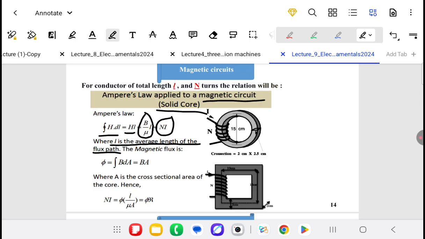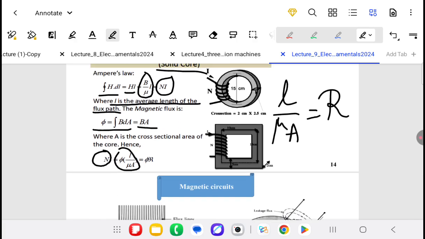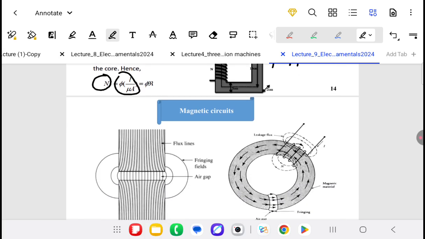We can also obtain phi as the integration of B over the area, or B times the area. So we can replace B by phi divided by area. Then we have NI equals phi times L over mu times area. The part L over mu times area is represented as R, the magnetic path reluctance, which is analogous to the resistance of the wire.